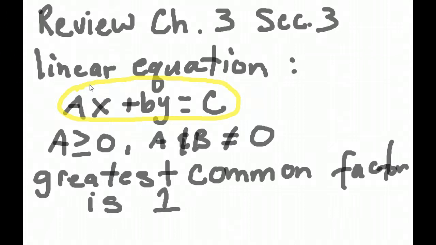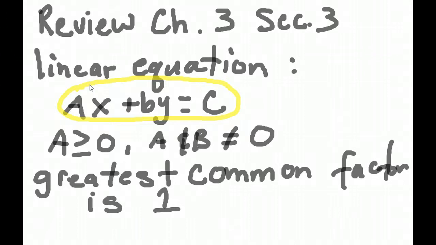And there are some rules about what each one can equal. So we have ax, that's our first term. A has to be greater than or equal to 0. So that means no negative numbers. It has to be greater than or equal to 0. Also, we have ax plus by. Those are the two terms on the left.